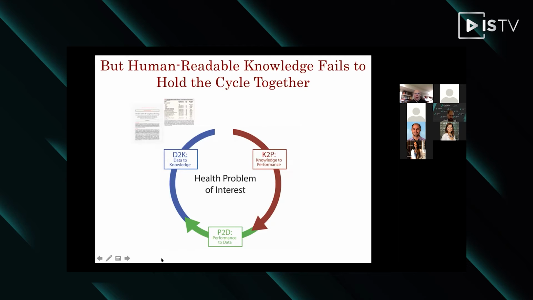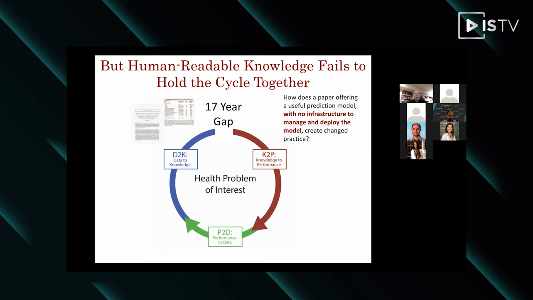Human readable knowledge by itself fails to hold the cycle together. And as I've described, if we have this gap between data to knowledge and knowledge to practice, and what we have at this point where we need to jump this gap is only human readable knowledge, we need to ask ourselves, how does a paper that offers a useful prediction model, for example, with no infrastructure to manage or deploy that model, create changed practice? That's why it is often very hard to get across that gap.